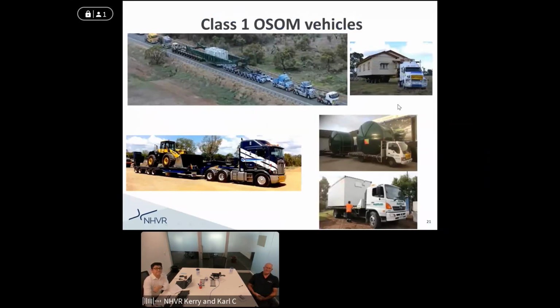So the next one we'll move on to is our Class 1 OSOM vehicles. They range from extreme, which up the top looks like a transformer, which they move around. We've gone on a few of those movements. What it's got in the middle there is what they call a beam set. So you've got the transformer, the white thing in the middle, and the two green arms are called beam sets.